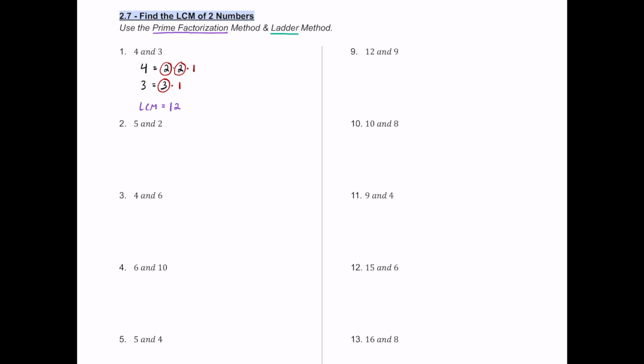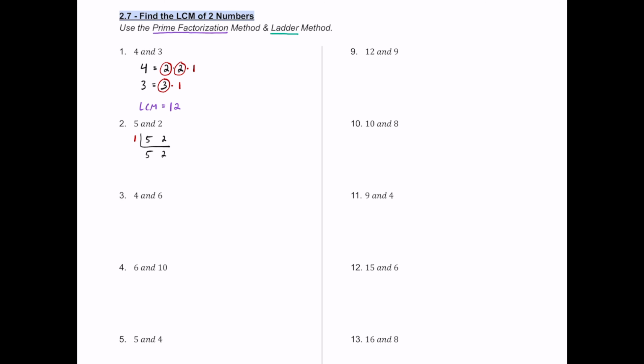For number 2, I'm going to use the ladder method instead. So I'm going to put the 5 and 2 right next to each other, and set this up using the ladder method. And think of any factors that they have in common. 5 and 2 have nothing in common, so you're going to say that 1 is their GCF, just like in number 1. 1 times 5 is going to be 5, so we're going to be left with a 5 here, and 1 times 2 is 2.